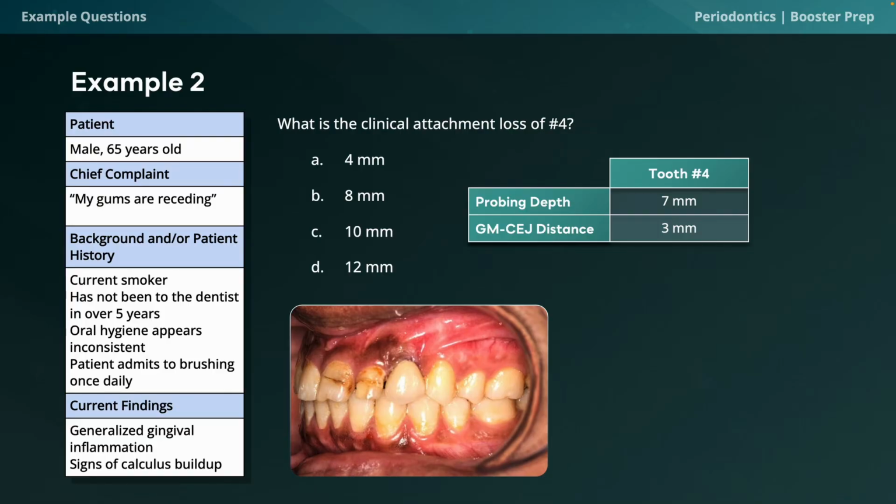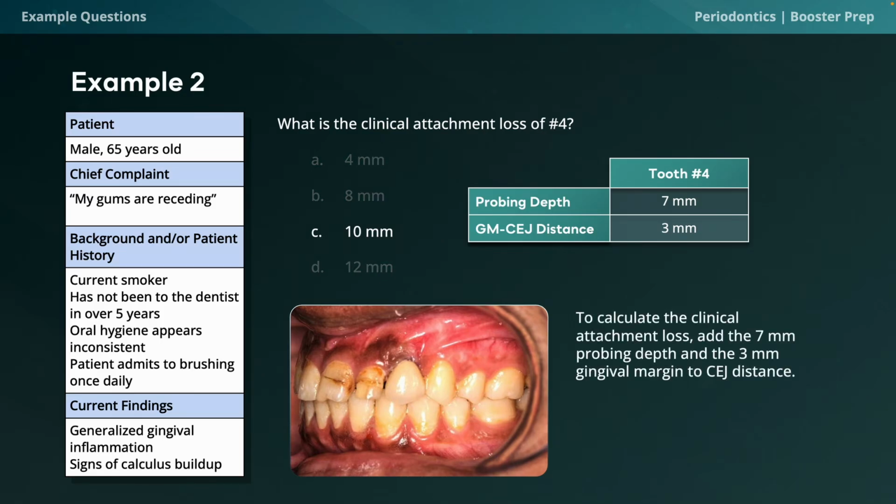So the question is asking, what's the clinical attachment loss of tooth number 4? And it gives us a probing depth of 7 millimeters on tooth number 4 and a gingival margin to cemento-enamel junction distance of 3 millimeters. Go ahead, pause the video, and think this one through, but it should be pretty straightforward. And the answer is, of course, C, 10 millimeters. So clinical attachment loss is calculated by adding the probing depth to the gingival margin to CEJ distance. So 7 plus 3 is 10, which is the clinical attachment loss on this tooth.